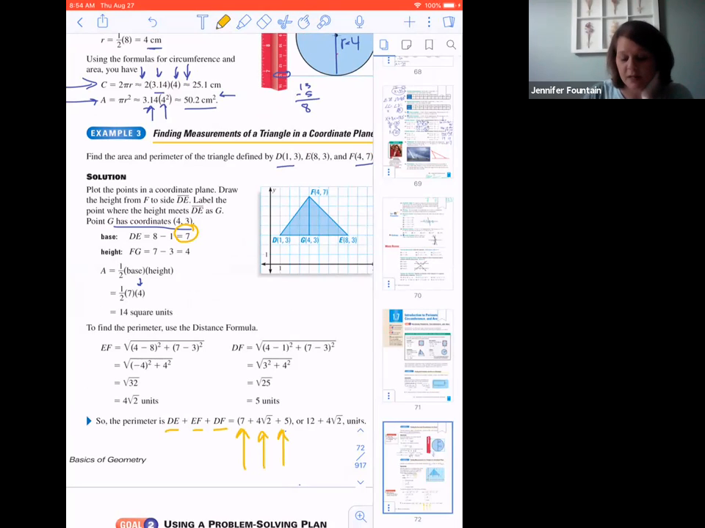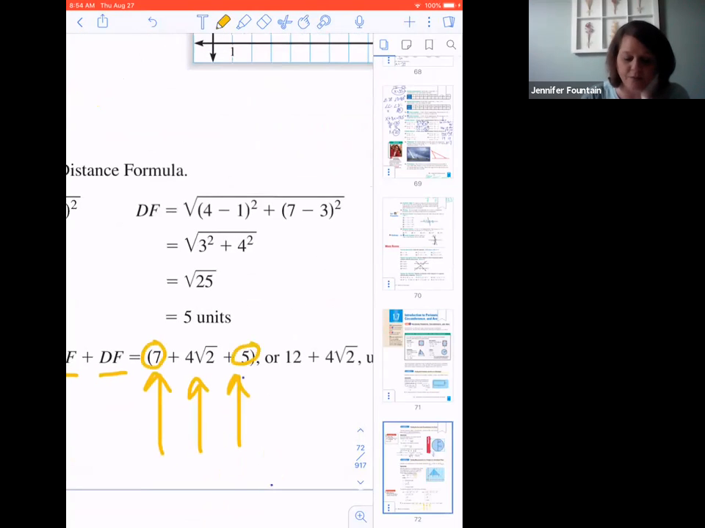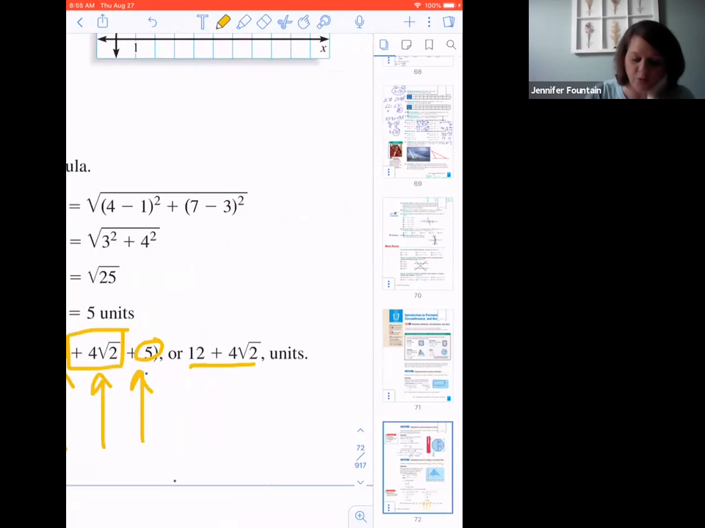Okay, so now I'm going to combine my like terms. The only things I can combine here are going to be my whole numbers, 7 and 5. So 7 and 5 equal 12. And since I cannot combine 4 times the square root of 2, since these are unlike terms, I'm just going to write it as 12 plus 4 times the square root of 2. That is your final answer. There is nothing else you can do to simplify this answer.